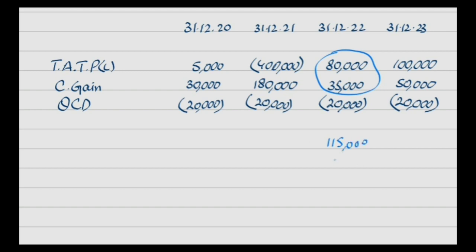Brought forward capital trading loss would be, total loss would be 95,000 to be utilized. It will reduce your total profit to 20,000, and you know that your 20,000 of this total profit will be reduced by QCD. So in this way you can utilize QCD. अब 180 and 95 total 275,000 का loss सेटअप कर चुके हैं.